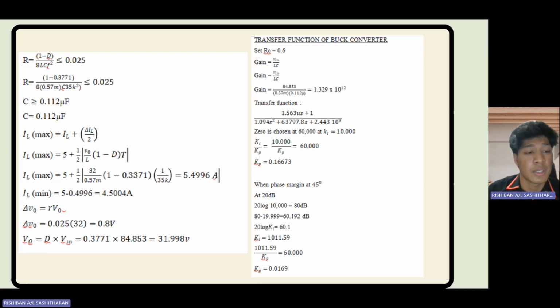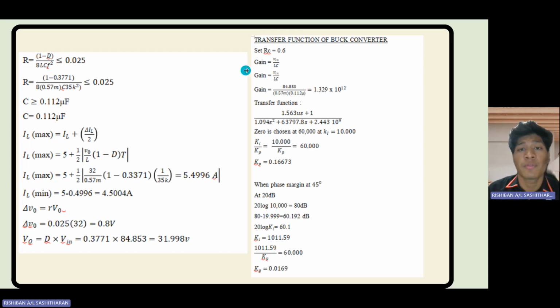Delta VO, the formula is R divided by VO, and R is our output voltage ripple. Our output voltage ripple we use is 0.025. So we times by 32, and we get the delta VO is 0.8 volt. And then we calculate our V out, which is D times by V in. As we know, our D is 0.3771 and we times by our V in is 84.853, and then we get our V output is 31.998 volts.